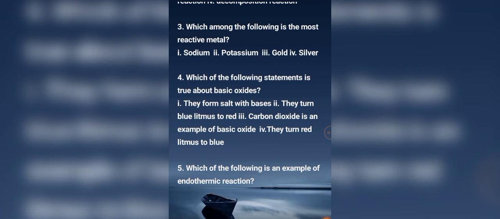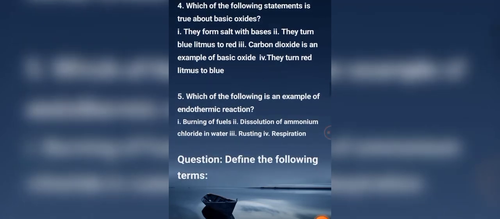Question 4, which of the following statements is true about basic oxides? They react with acids to form salt. They turn blue litmus to red. Carbon dioxide is an example of basic oxide. They turn red litmus to blue. The correct option is the last one: they turn red litmus to blue.